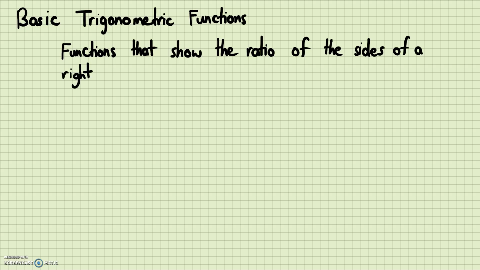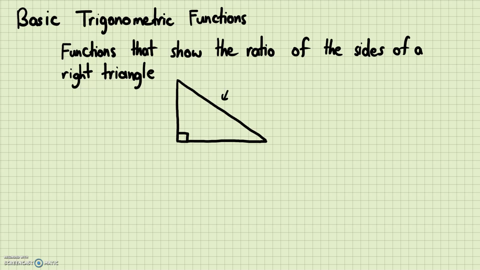Now, before I go into the functions themselves, I need to solidify a few terminologies concerning right triangles. So this is a right triangle, and you might already know this side, the side that is opposite from the right angle. It's the longest side, and it's called the hypotenuse. The other two sides are called legs.